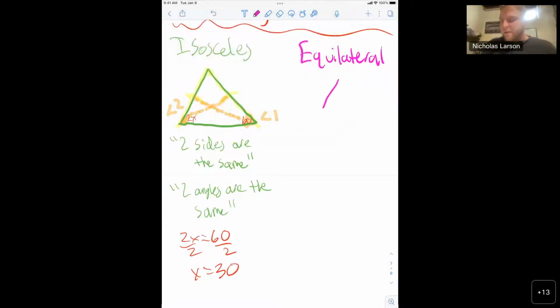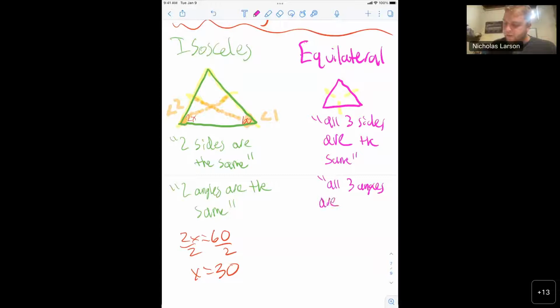Equilateral triangles are unique because all 3 sides are the same. Which, if we can apply what we just learned about isosceles, what's that going to tell us about the angles? If all 3 sides are the same, what are the angles going to have to be? All 3 angles are also the same. You got it.